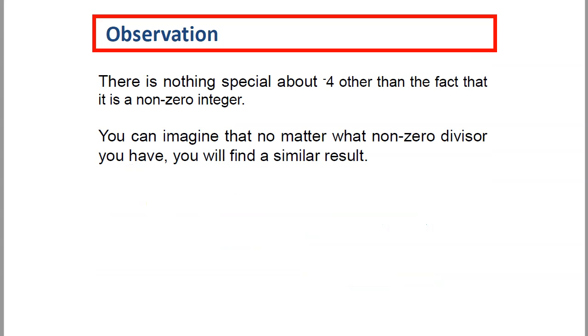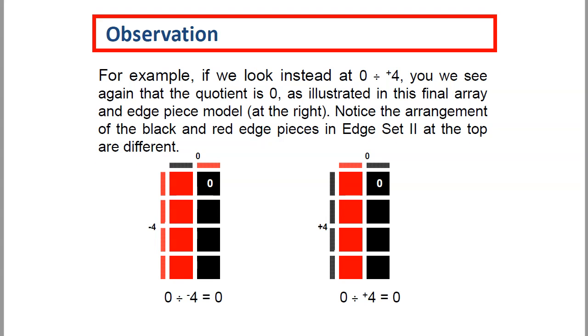Here's an observation. There's nothing special about -4 other than the fact that it is a non-zero integer. You can imagine that no matter what non-zero divisor you have, you'll have a similar result. For example, if we look instead at 0 divided by +4, you will see again that the quotient is 0, as illustrated in the final array and edge piece model at the right.